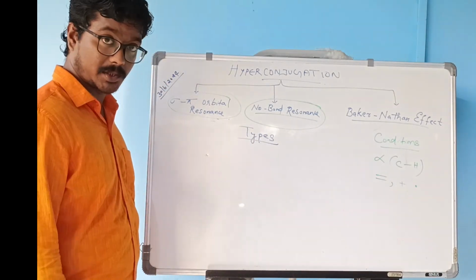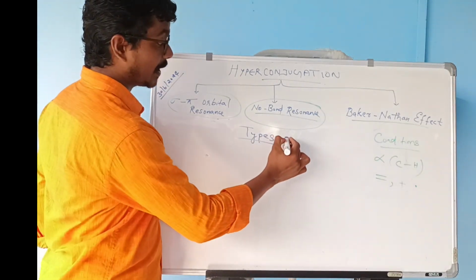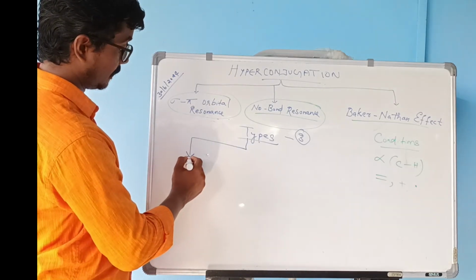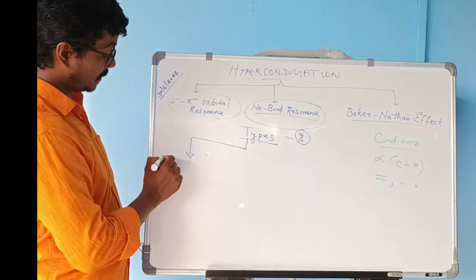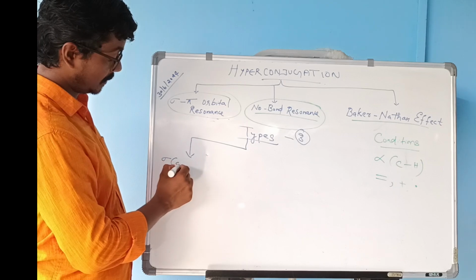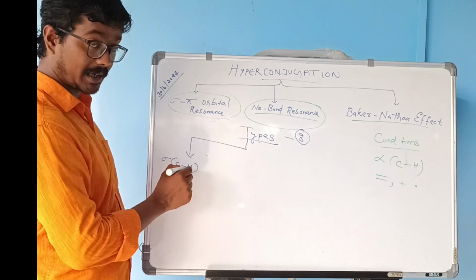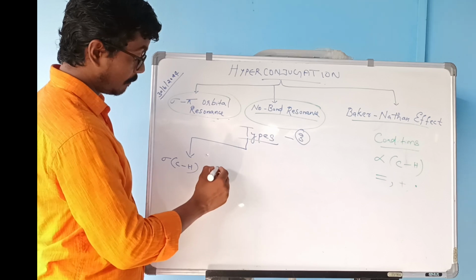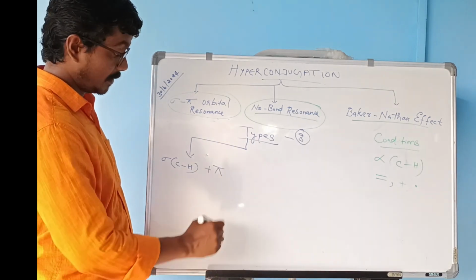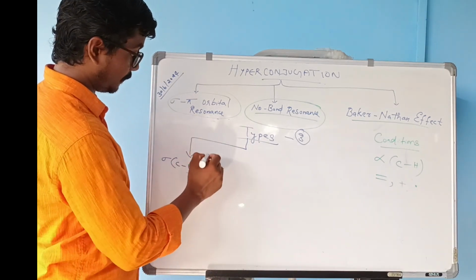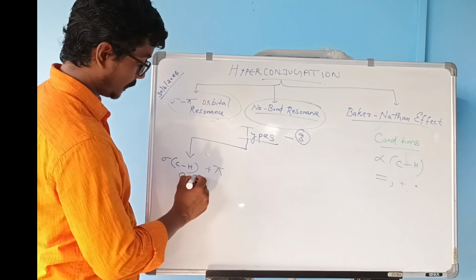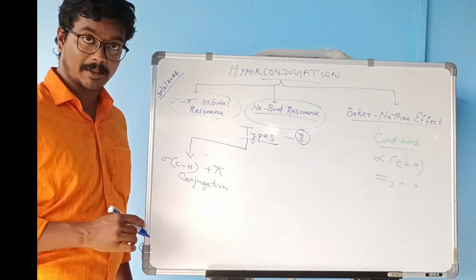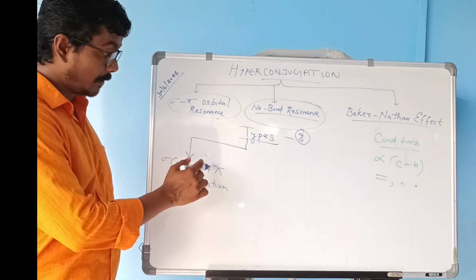Types of hyperconjugation. There are three types of hyperconjugation. Three types. The first one is conjugation between sigma CH, the alpha carbon and hydrogen, sigma electron with pi orbital conjugation. This is the first type, that is sigma electron with a pi orbital.